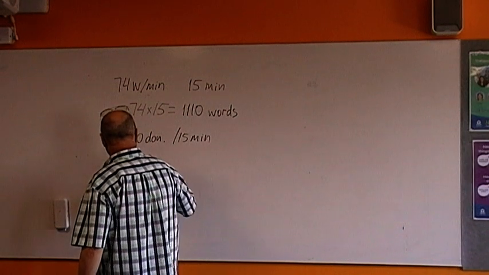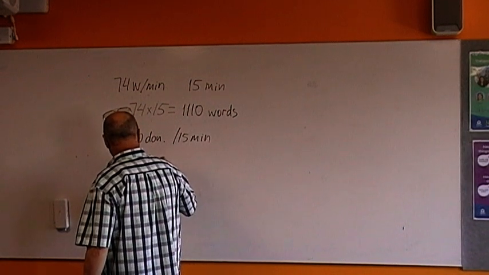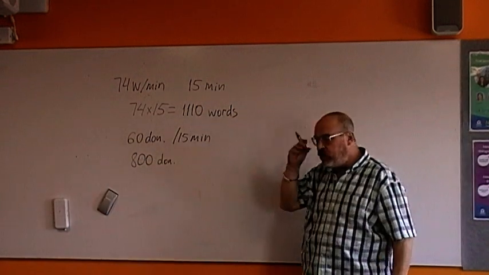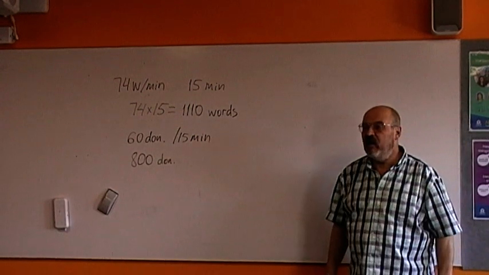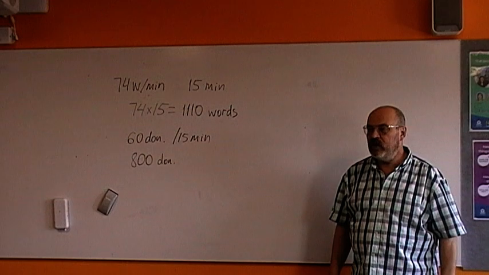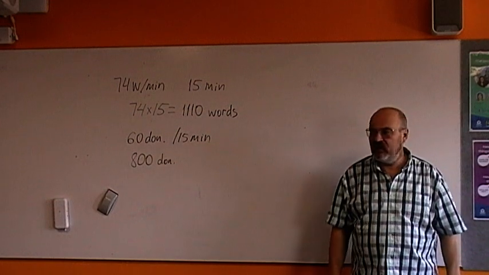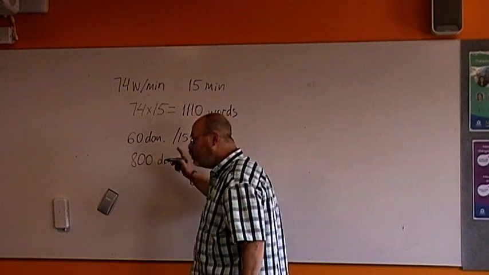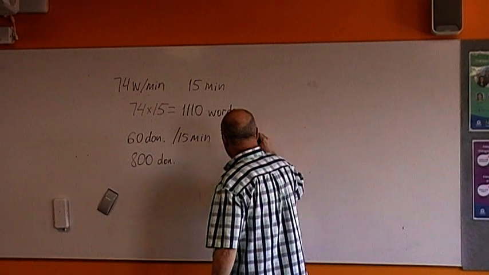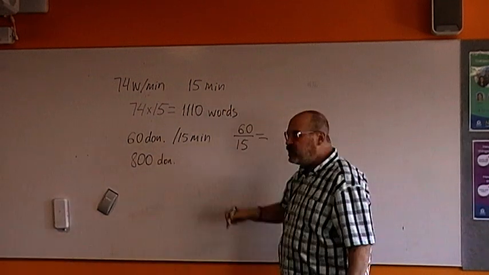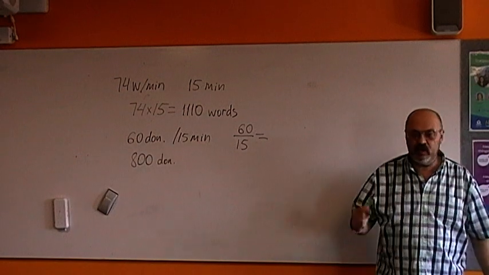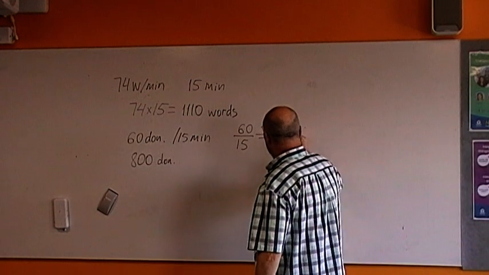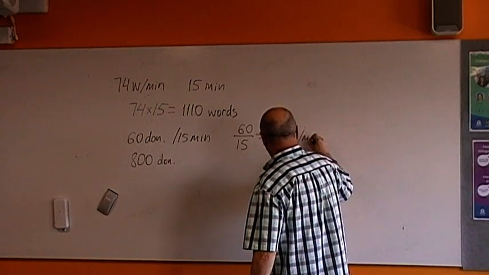First we need to find how many donuts she sells per 1 minute. She sells 60 in 15 minutes. To find 1 minute, we divide 60 by 15, which equals 4. So she sells 4 donuts per minute. That's pretty good.